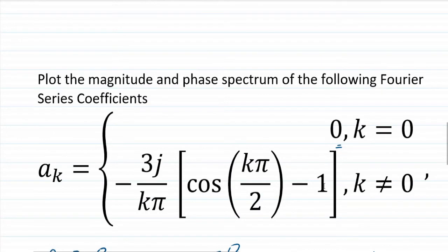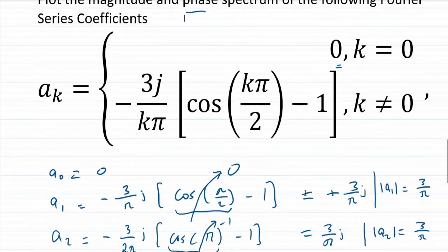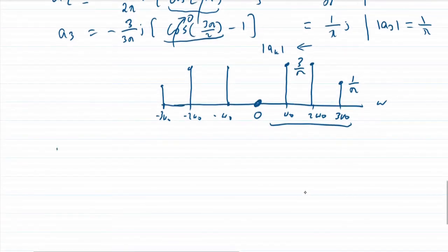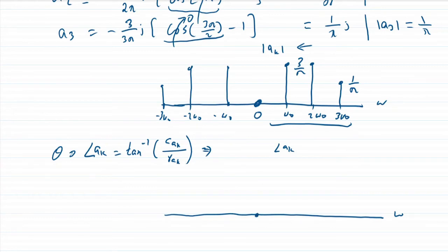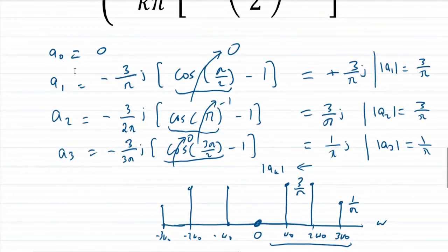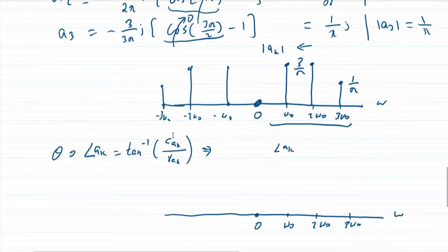Now regarding the phase plot, we have the phase theta, or we can say the angle of a_k. This can be obtained by the function tan inverse of the imaginary part of a_k over the real part of a_k. So for the phase plot, again we check a_k at the DC value, that is 0 frequency, omega naught, 2 omega naught, 3 omega naught. At 0 we observe that a_0 is 0. So tan inverse of 0 is 0, so the phase is basically 0.